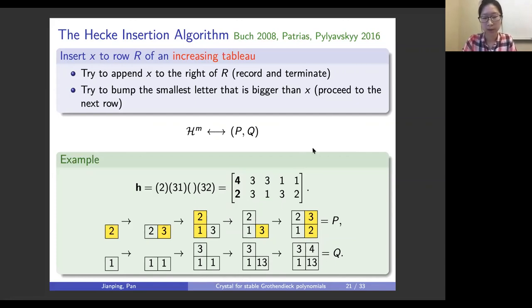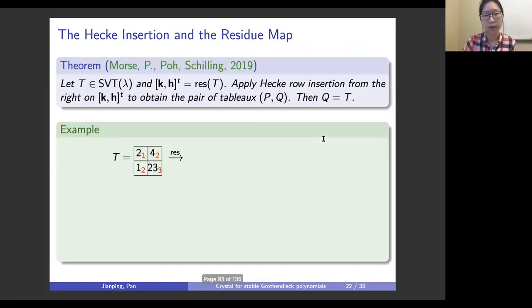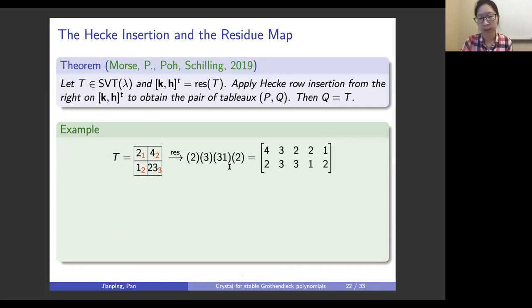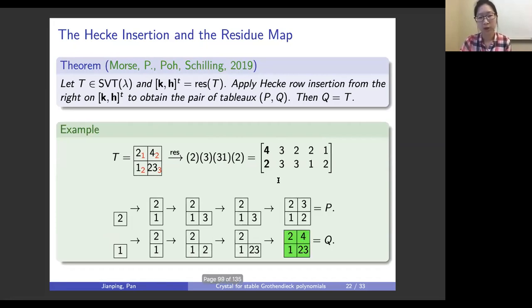So how is this related to what we're doing? We find that it's quite interesting that if you start with a set-valued tableau, then we apply the residue map, we get a Hecke biword, then we do the Hecke insertion just as defined. Then it turned out that the recording tableau Q will be exactly the same as the set-valued tableau we started with. So in some sense the residue map kind of undoes the Hecke insertion. We find that quite interesting.